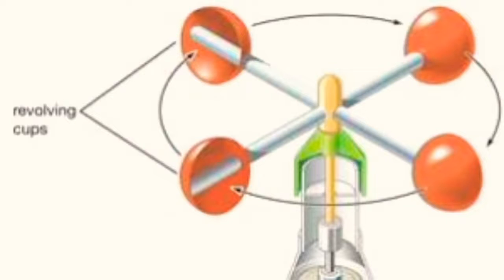When the wind blows gently, the cups of the anemometer turn slower. A change in speed of the cups indicates a change in wind speed.